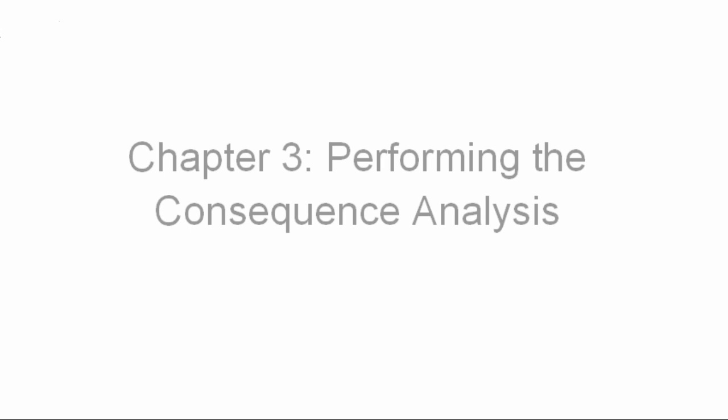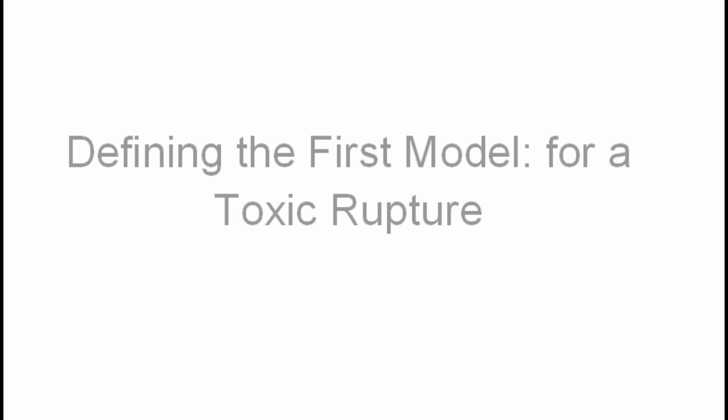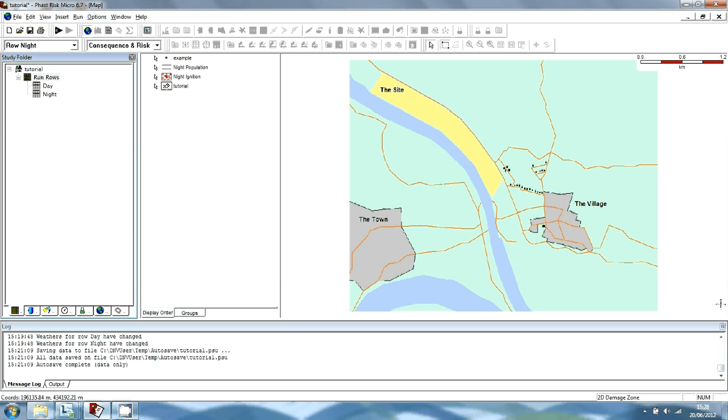In Chapter 3 we will now perform the consequence analysis. So first we need to define the first model for a toxic rupture. In the tutorial study folder, move to the Models tab. The first model you will define represents the rupture of a vessel containing a toxic material, which is one of several models dealing with a toxic material.